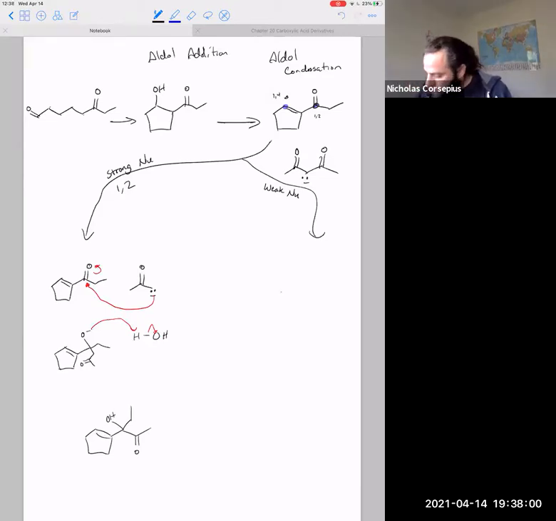Notice that in the case of the 1,2 addition, the double bond doesn't do anything for us. It's the exact same reaction as if it wasn't there.